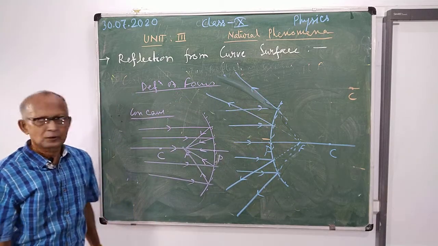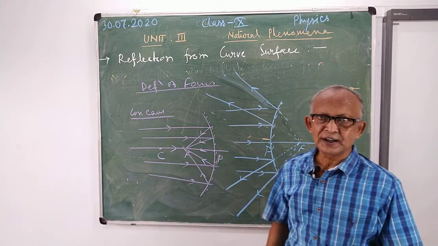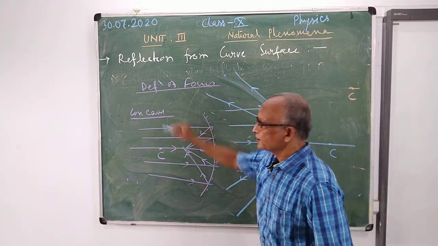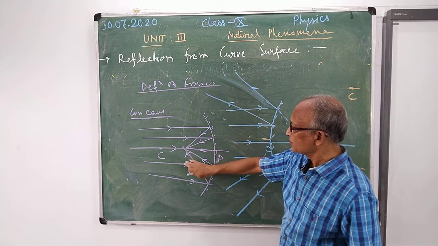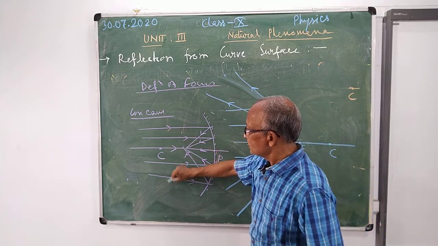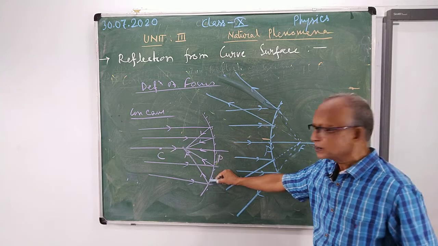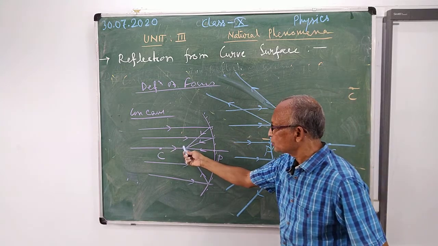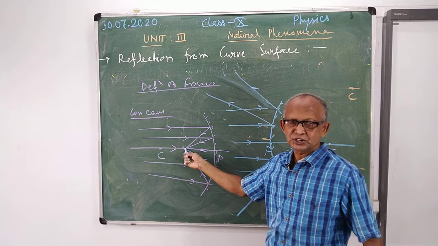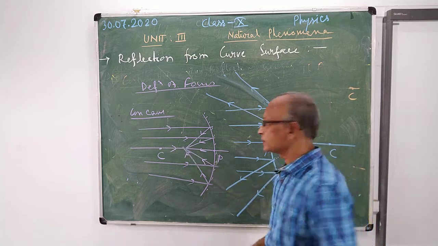Okay? So the definition of focus. In case of concave mirror, how can we define the focus of concave mirror? A beam of rays parallel to principal axis after reflection from a concave mirror converges at a point on the principal axis. This is called the principal focus of concave mirror.